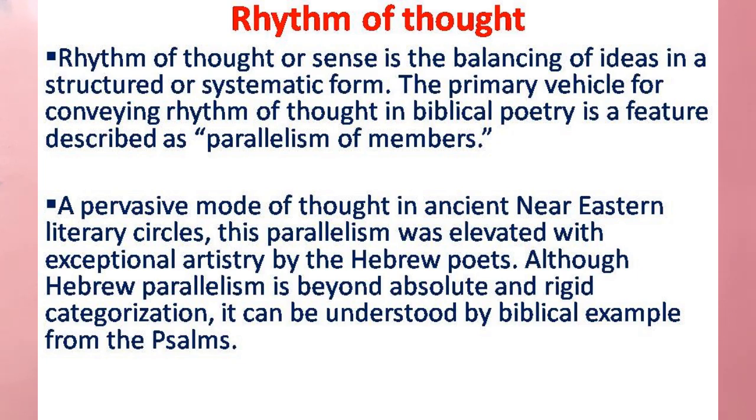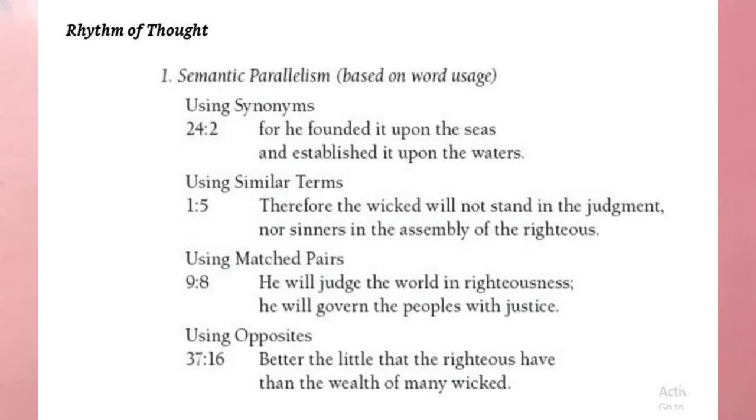When we talk about Hebrew parallelism, it has very much importance in the case of Hebrew poetry and ancient Near Eastern literature. A pervasive mode of thought in ancient Near Eastern literary circles, this parallelism was elevated with exceptional artistry by Hebrew poets. Hebrew poets use this parallelism very much in their literary writings. Although Hebrew parallelism is beyond absolute rigid categorization, it can be understood by a biblical example from the Psalms. It is very much evident when we read the book of Psalms. Now we will look at the rhythm of thought, or the different kinds of parallelism, in detail.